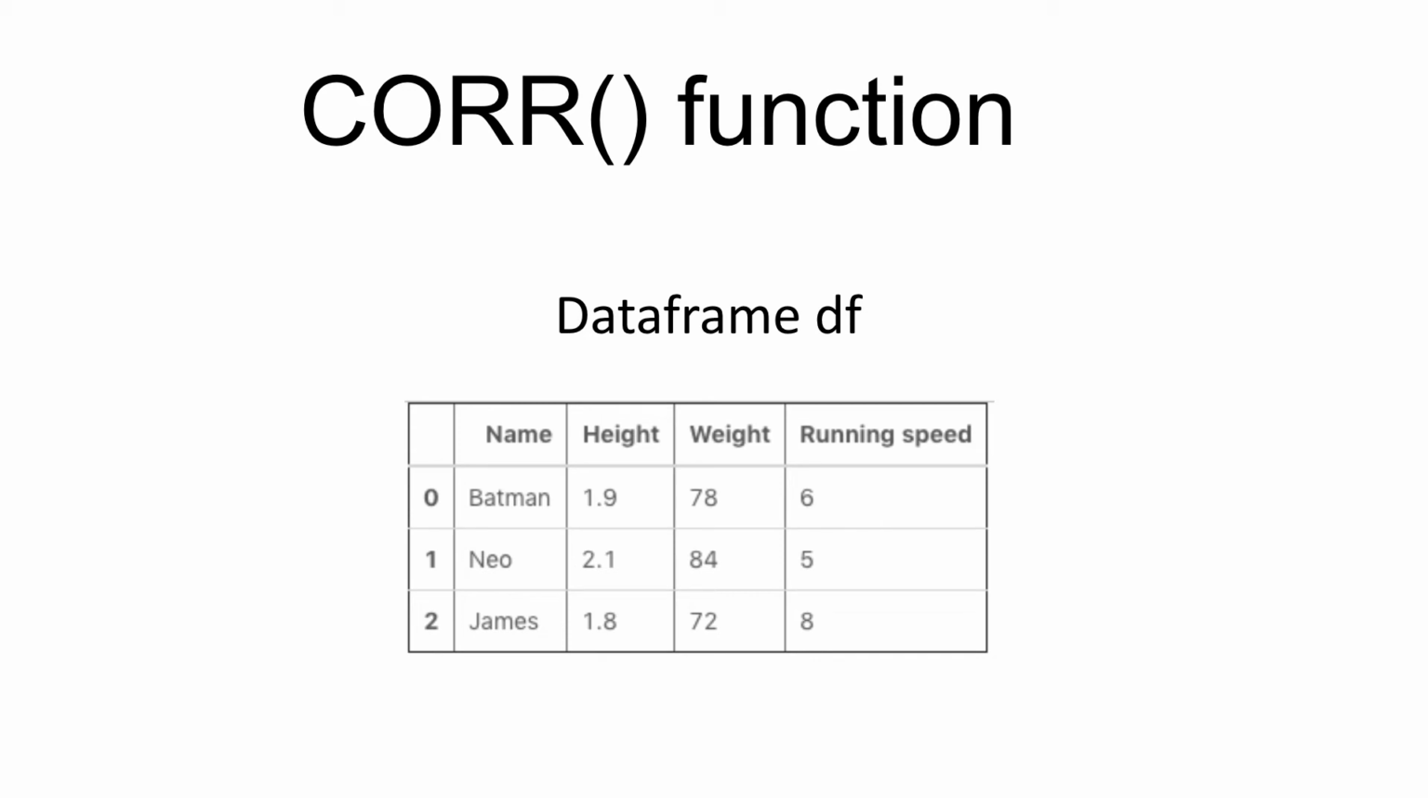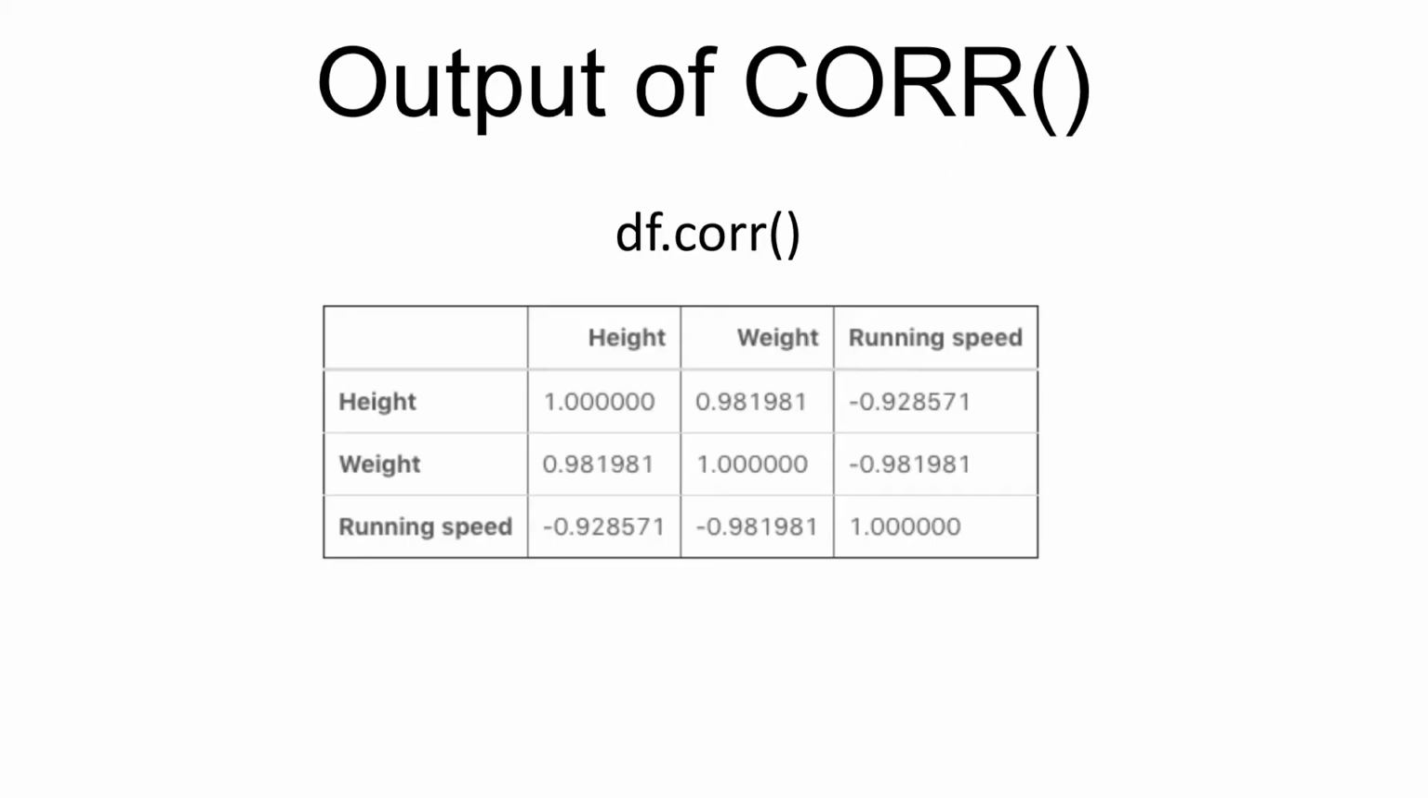df.corr will give an output data frame as follows. The 3 numeric columns are present in the output and their correlation with each other can be seen in this resulting data frame. You can see that height has a positive correlation of 0.98 with weight and a negative correlation of minus 0.92 with running speed.